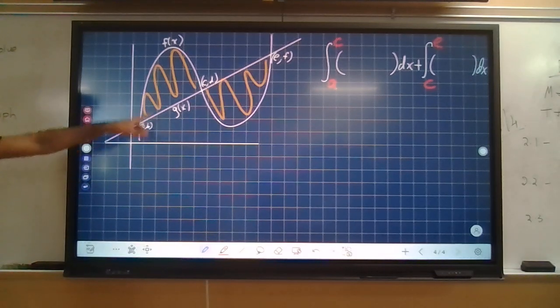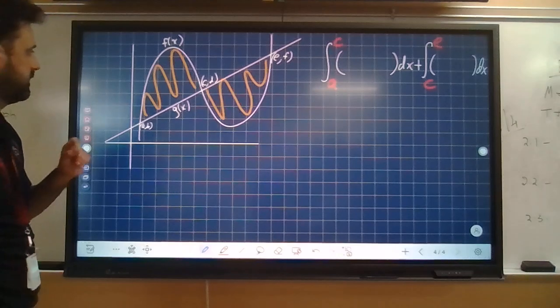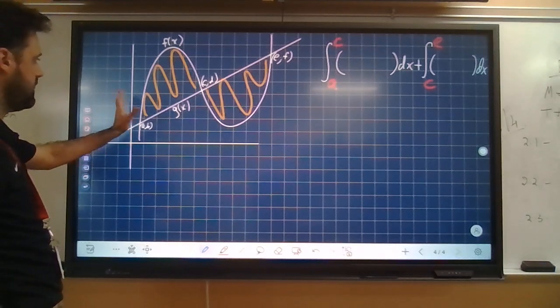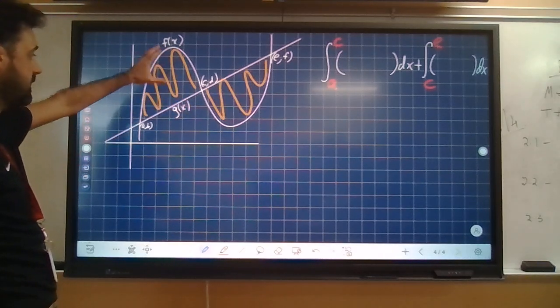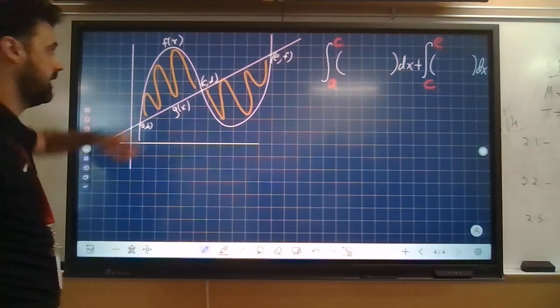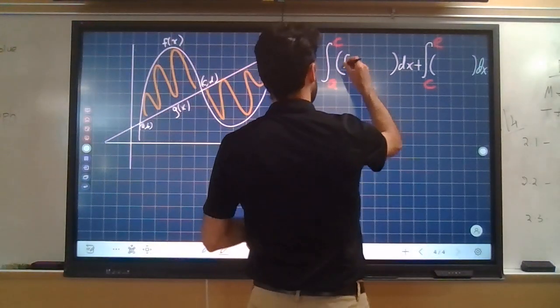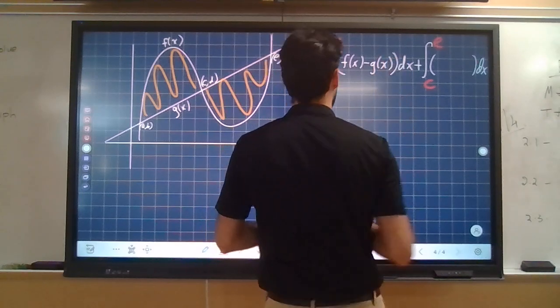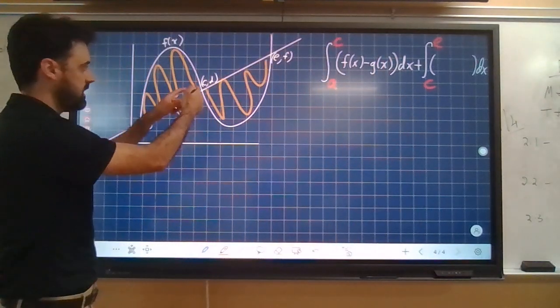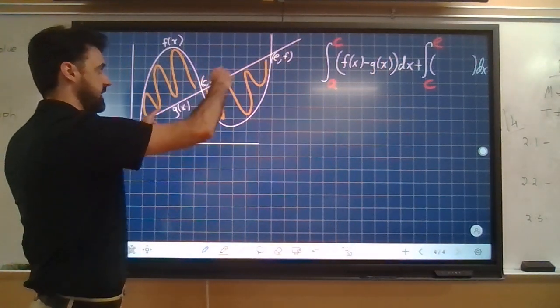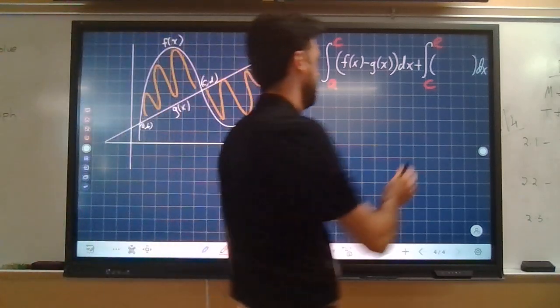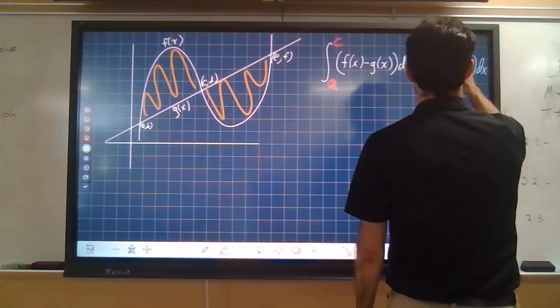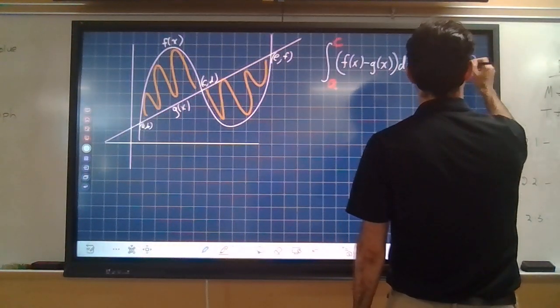So again, I'm just using the x coordinates a, c, and e. And in this first region, to get the area between the two, we're going to do top function minus bottom. So it would be f of x minus g of x. And then in this second region here, it switches. So g of x is on top, f of x is on the bottom. So we're going to do g of x minus f of x.